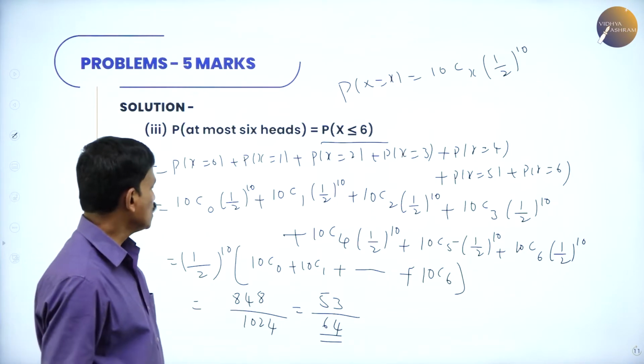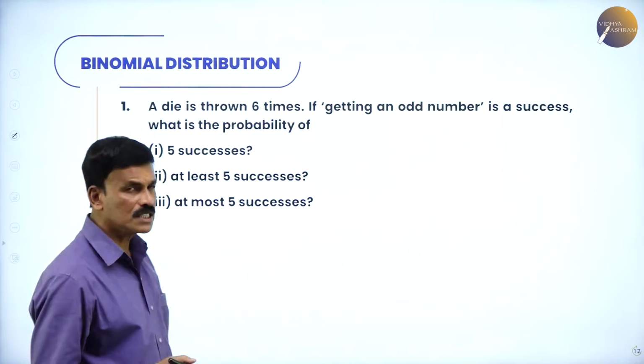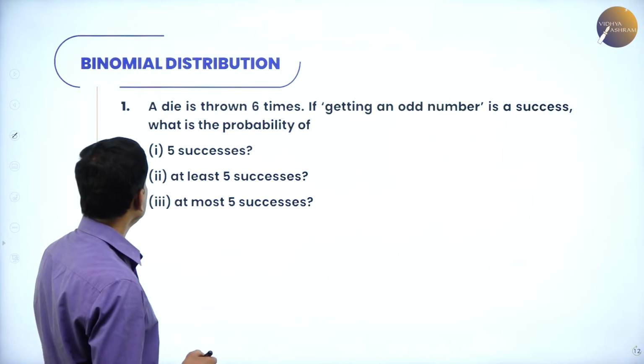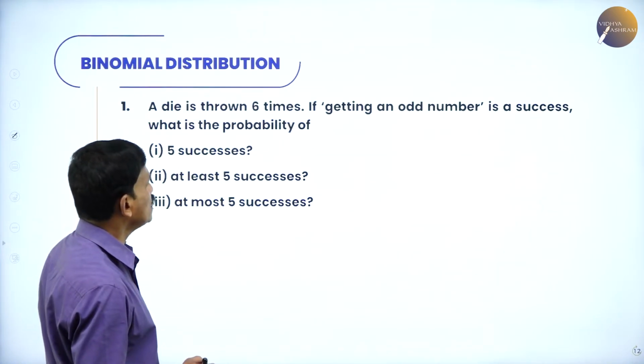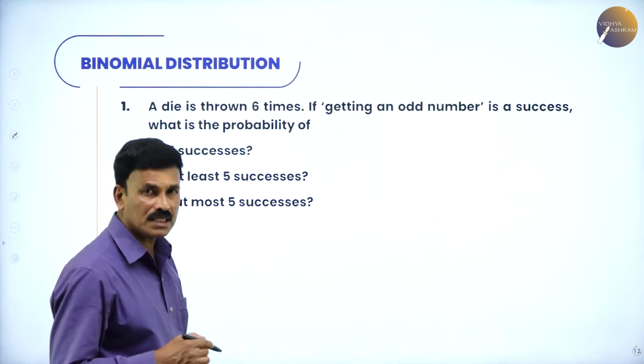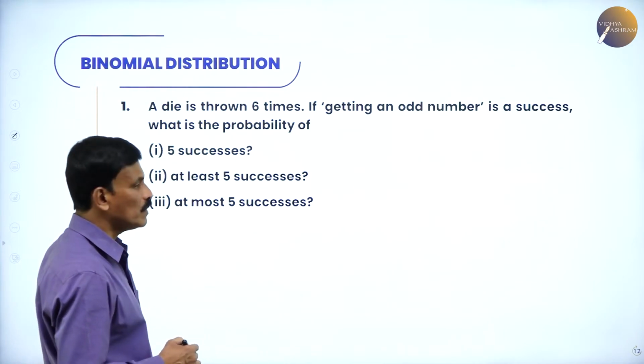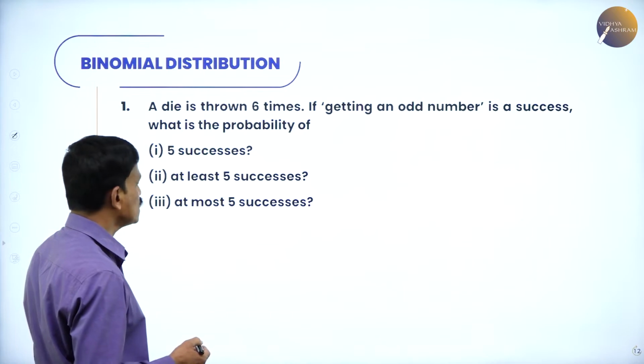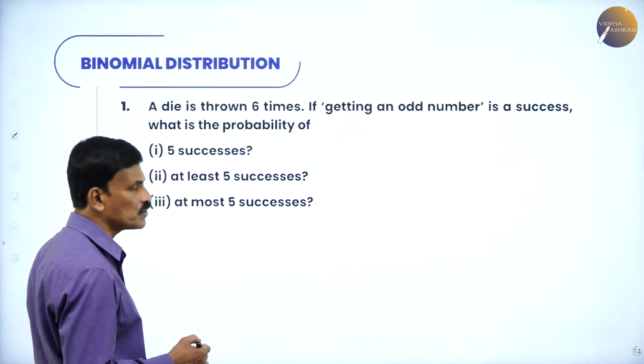Okay, that's it. Now let us come to the next problem. Similar type problem. A die is thrown 6 times. If getting an odd number is a success, what is the probability of 5 successes, at least 5 successes, at most 5 successes?